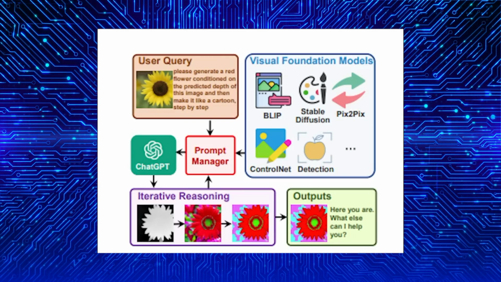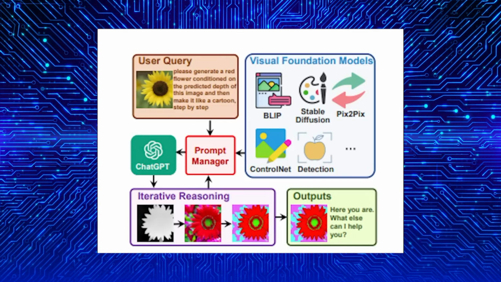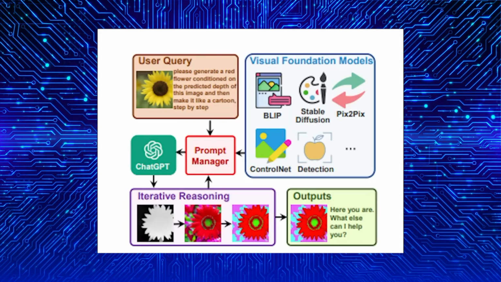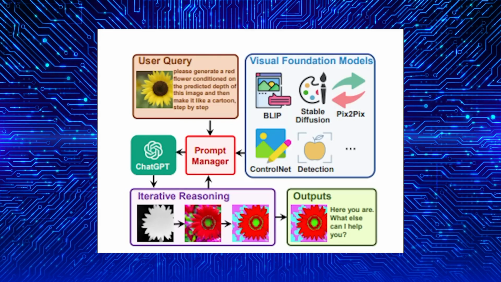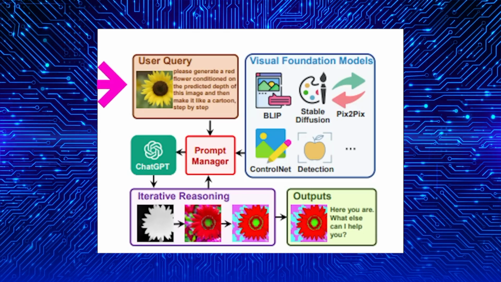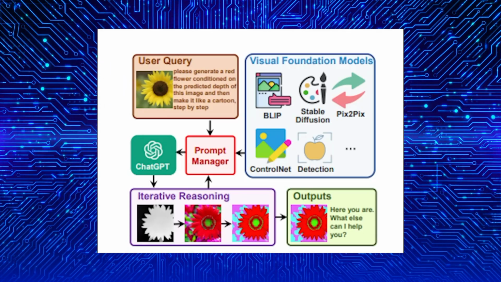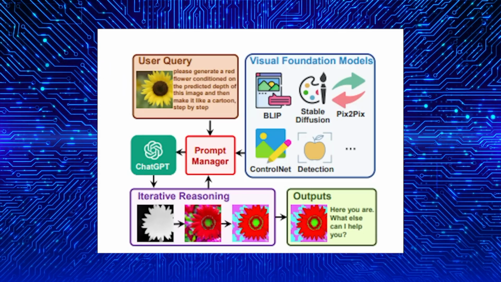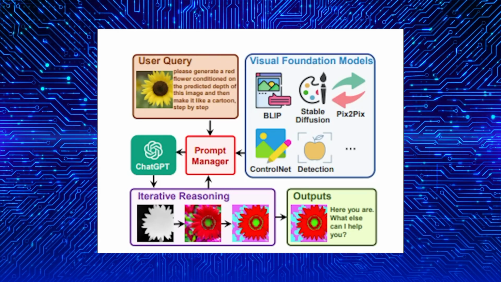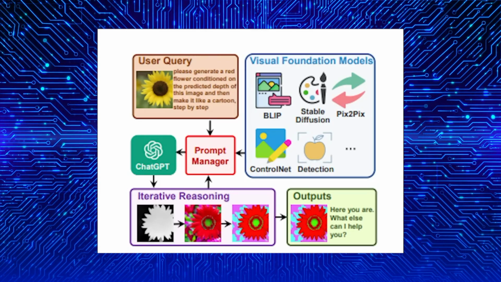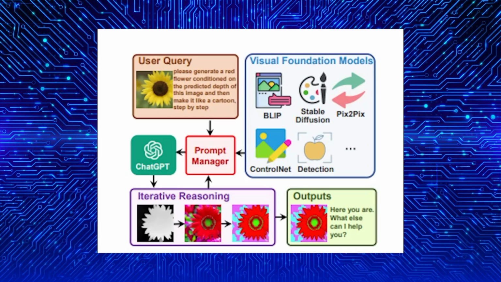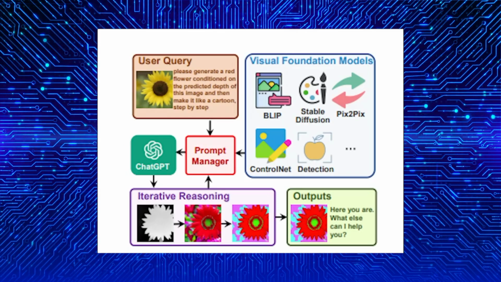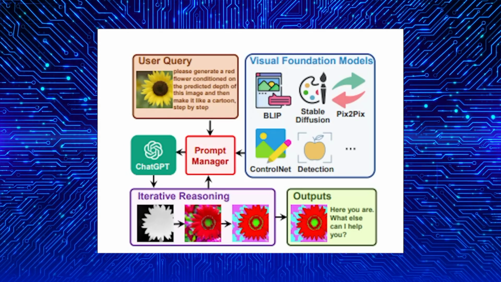I'll show you precisely what to test and the examples that work exceptionally well with this tool. Surprisingly, the community doesn't seem to have caught on to this yet. Let's examine the paper titled Visual ChatGPT: Talking, Drawing, and Editing with Visual Foundation Models. It's based on 4 foundation models: BLIP, Stable Diffusion, Pix2Pix, ControlNet, and a detection model.